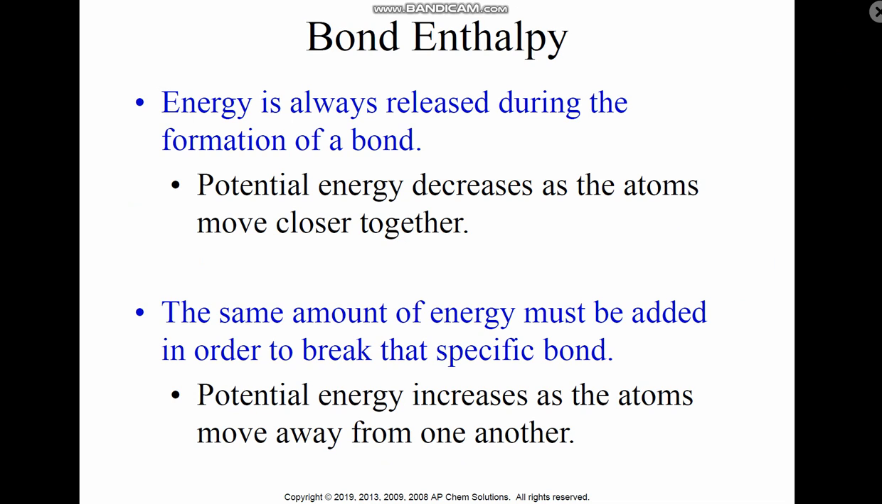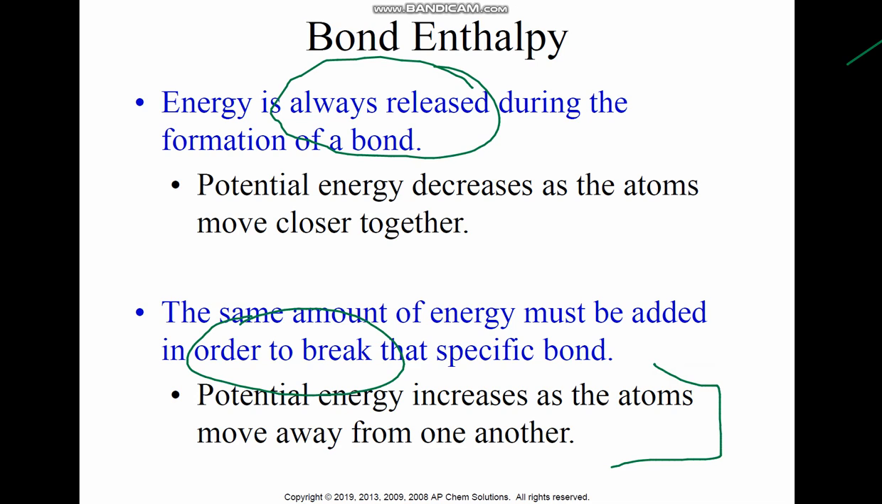So here we go, as you can see this in words now. Energy is always released during the formation of the bond, because that potential energy is decreasing, so it's released as heat as it decreases and is given off. The same amount of energy, this is really important, the same amount of energy is going to be added in order to break the bond that is going to be released in the formation of the bond. So it's going to be the same exact magnitude with just a different sign. So potential energy is always going to increase as the atoms move away from each other, and decrease as the atoms move closer together.